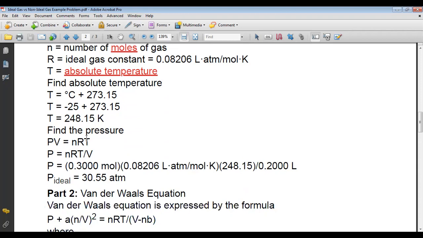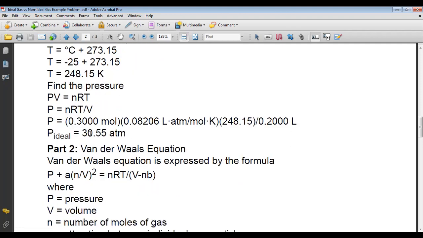Now you just use this equation, PV is equal to nRT, and you have to find out the pressure, because all the rest of the parameters are given. So you have to calculate the pressure, and by using the pressure, we will discuss the difference between the ideal and the non-ideal gas. So pressure will be equal to nRT over V, and when you put all these values in the formula, this will give you the value 30.55 atmosphere, and this is the pressure of the ideal gas, because this is the ideal gas equation.